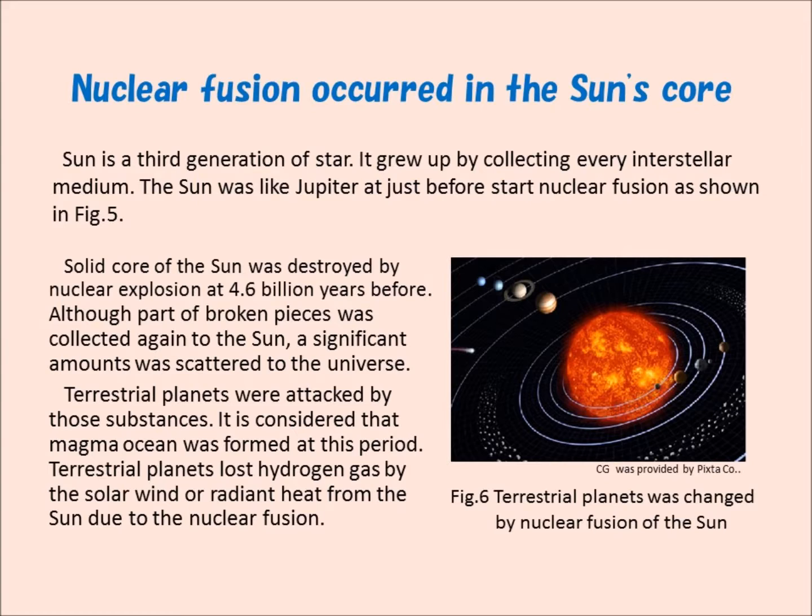The solid core of the Sun was destroyed by nuclear explosion 4.6 billion years ago. Although part of the broken pieces was collected again into the Sun, a significant amount was scattered to the universe. Terrestrial planets were attacked by those substances. It is considered that a magma ocean was formed in this period. Terrestrial planets lost hydrogen gas by the solar wind or radiant heat from the Sun due to the nuclear fusion.